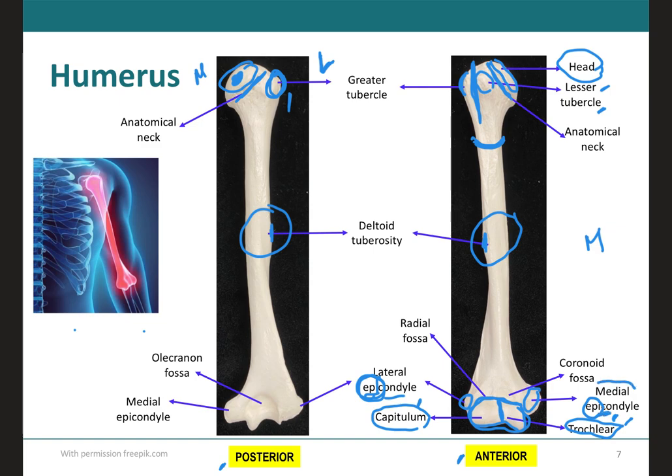We're going to have one on the medial side. So this big projection over here is called the medial epicondyle. And on the lateral side, we're going to have the lateral epicondyle.